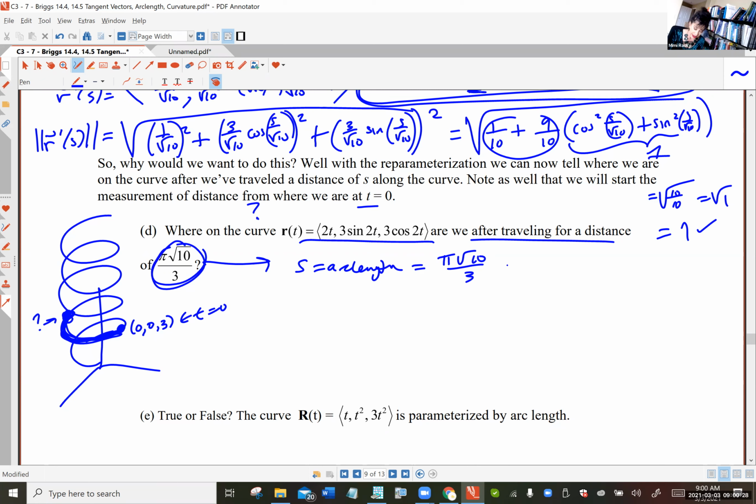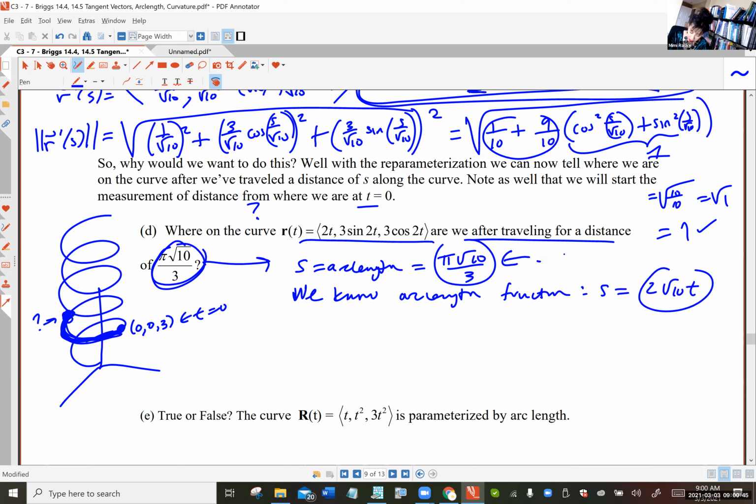Well, we already know that when we found the arc length function, S of t, S was equal to 2 square root of 10t also. So this S here had better be equal to this S there. You basically equate these two S's because S has to be equal to S himself. So pi square root of 10 over 3 has to equal 2 square root of 10t.